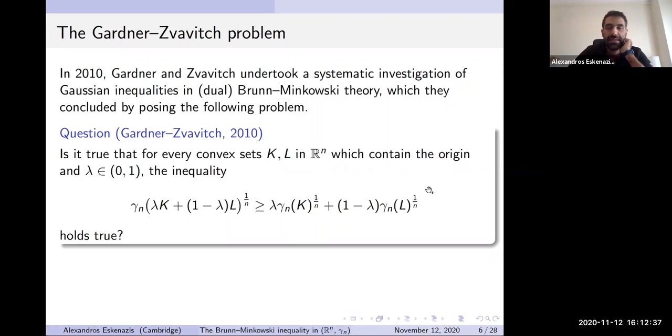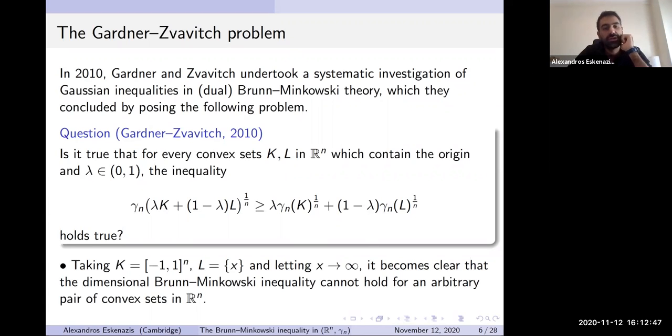Okay. And it's very easy to see, and of course they noticed, that you cannot hope to have this inequality for general Borel sets in R^n. The way to see it is to take K to be just a cube in R^n, and L to be a point that's very, very far, and say lambda is equal to a half. Then the right-hand side in this inequality, the measure of L, is just equal to 0, it's a point. The measure of K is a constant. But on the left-hand side, you have the measure of a cube that's translated. So this is a cube in R^n that's centered at x over 2.